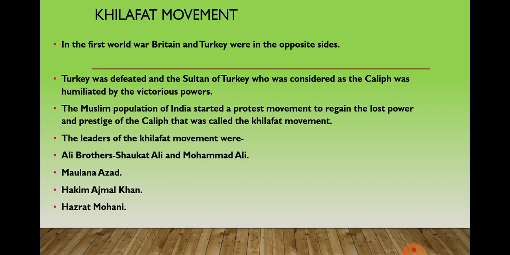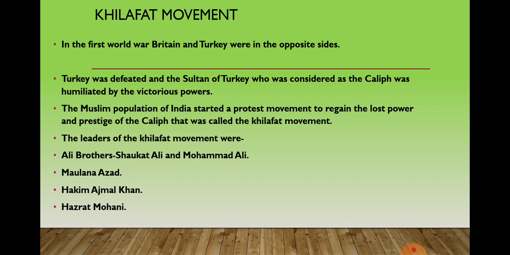The Muslim community all over the world considered the Sultan of Turkey as their Caliph or the spiritual head of Islam. The Muslim population of India started a protest movement to regain the lost power and prestige of the Caliph. That movement was called the Khilafat Movement. The intention of the Khilafat Movement was to find a remedy for Khilafat wrongs, the wrongs done to the Caliph of Turkey.